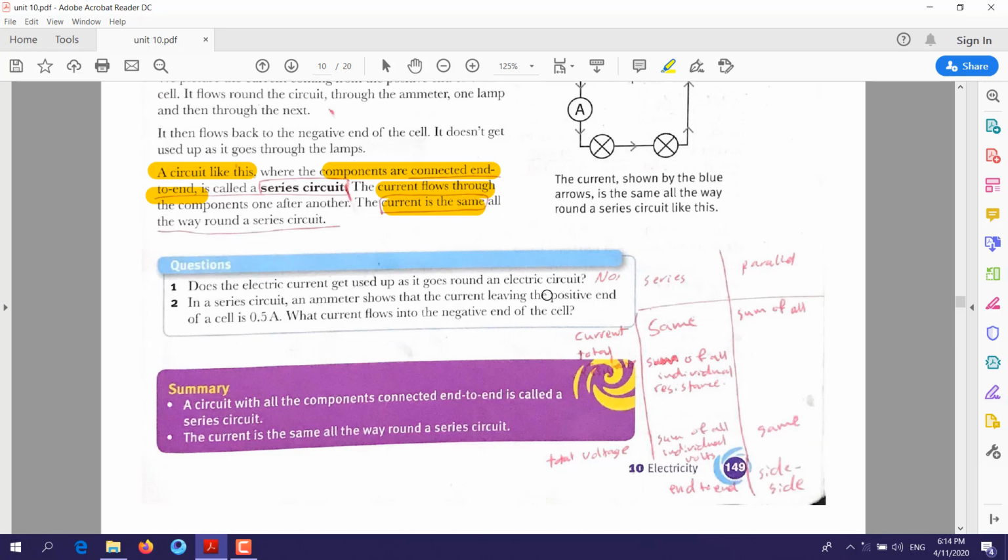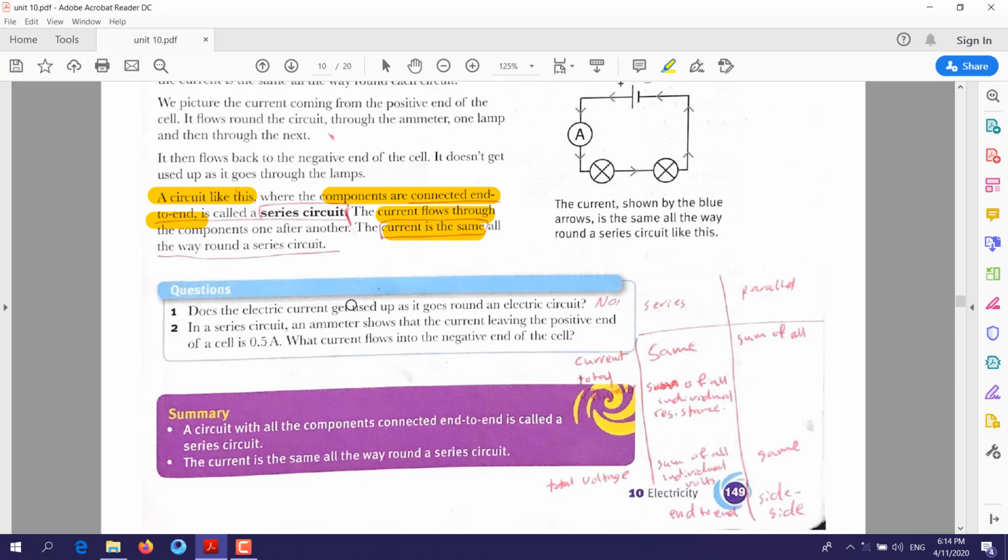Questions. Does the electric current get used up as it goes around an electric circuit? No. If there is electric current and it's stopped, not moving, just stopped in the electric circuit, will it be used up? The answer is no.